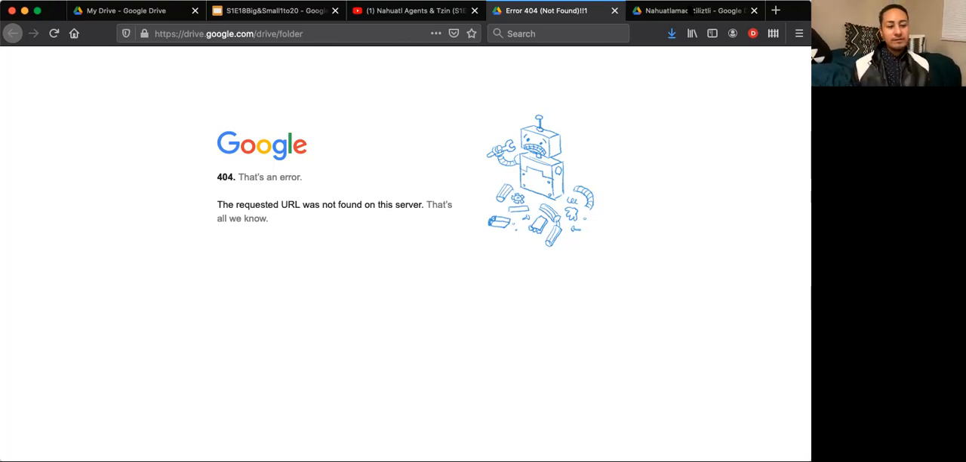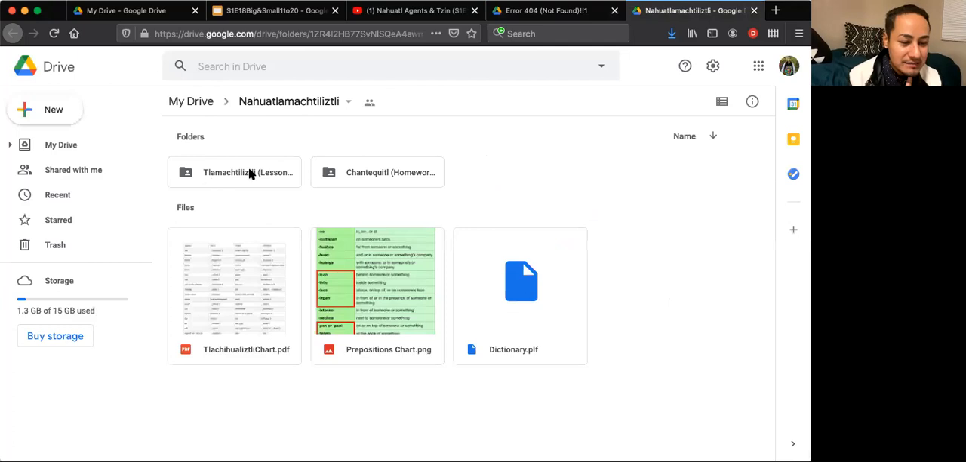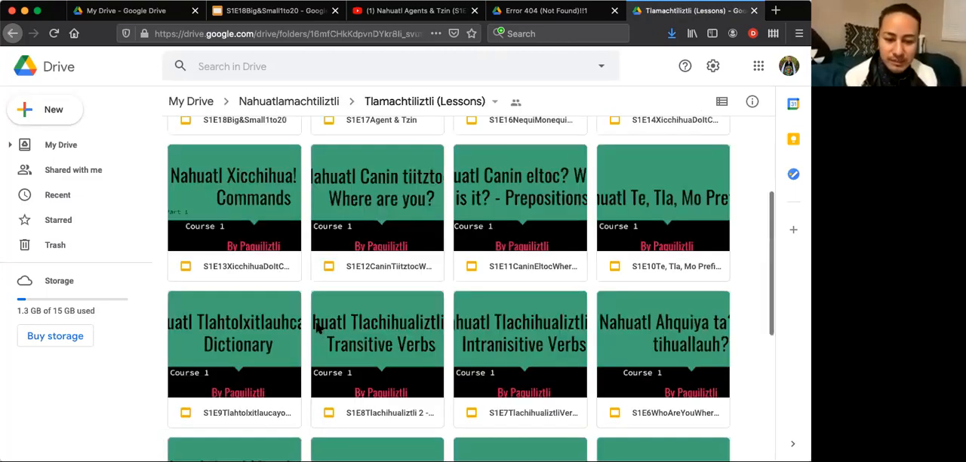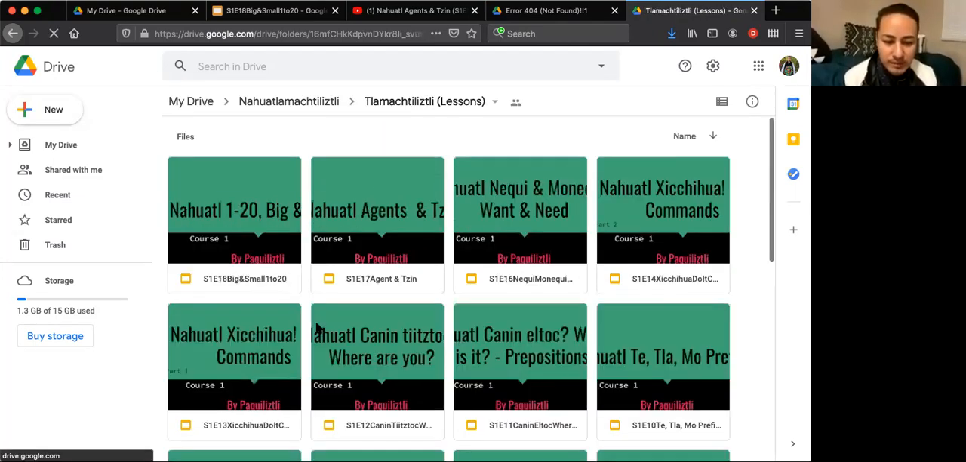Essentially, go to that link, and that's going to take you to this one, Tlamachtilistli and Chantekitl. Some of the files, like Tlachihualistli, this is the verb chart, prepositions. This is a short list of prepositions, but there's actually a longer one. And then it'll take you to this PLF file, which is that personal lexicon file that has the dictionary in it. And then you go to Chantekit, that's the homework. Tlamachtilistli is the lessons. So here you can look at each of the slides, and you can read them, download them, do whatever you want with them. I really don't care. I think this information should be free.